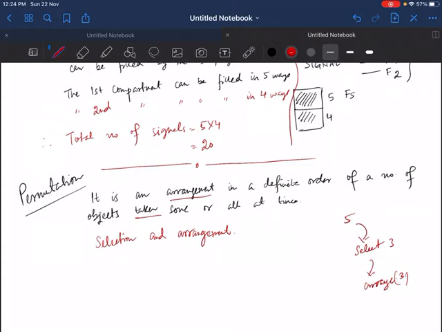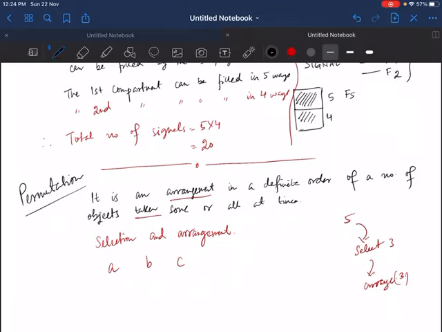Let me start with an example. Suppose we have 3 objects A, B, C, and here I will do the permutation. Basically I will arrange these 3 objects 2 at a time. When I say I will arrange these 3 objects 2 at a time, it means I will be selecting 2 items and then I will arrange them.